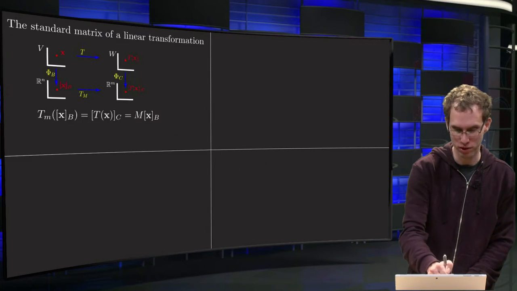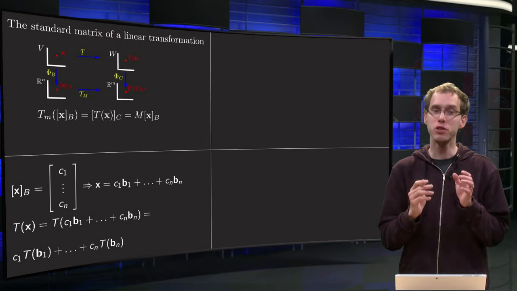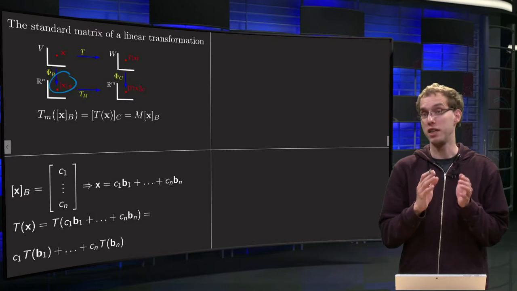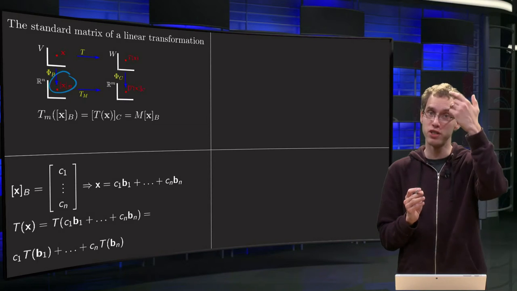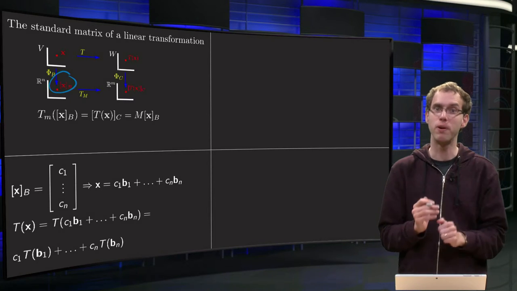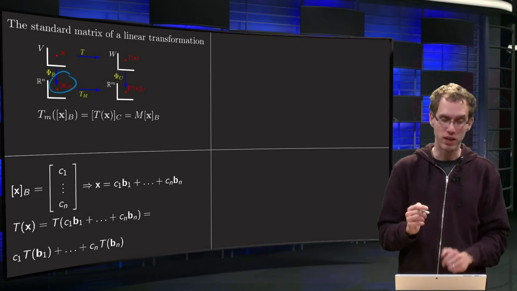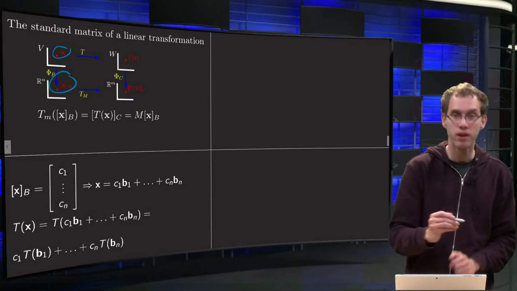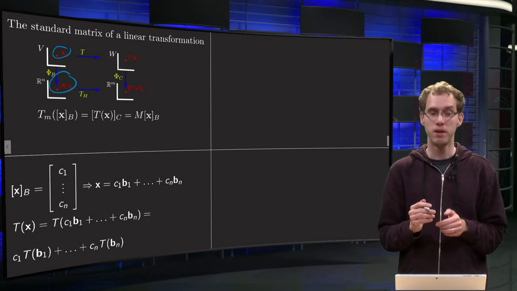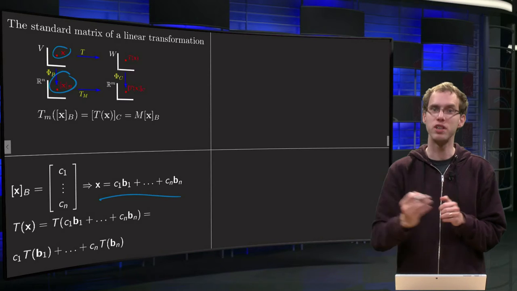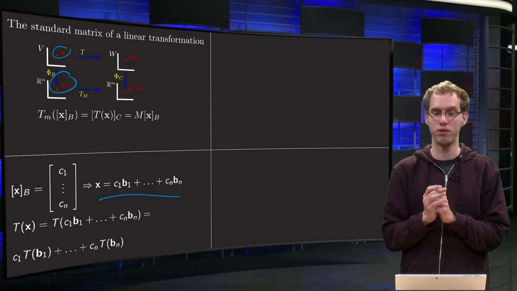Well, that works as follows. We'll start with [x]_B, so we start over there. [x]_B is just a vector in Rn, so it has weights c1 up till cn. So we plug those weights into a vector. And then we go up. Since we have our basis, we can find our x if we have [x]_B, because x is just c1 b1 plus c2 b2 up till cn bn. That's the definition of the coordinate vector.